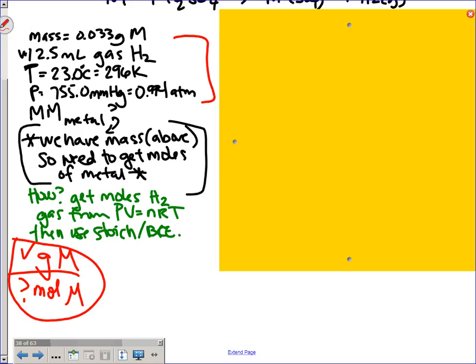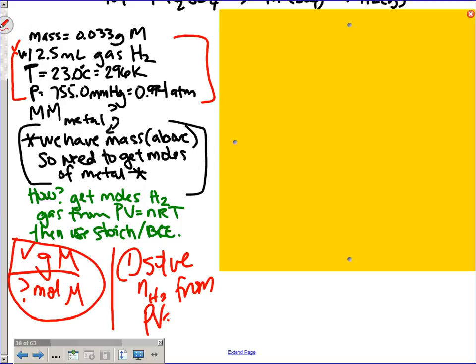So if you start with the ideal gas law, what are you going to have to solve for, knowing that this is what you have? You have V, T, and P. What would you be solving for? Moles of hydrogen, right? So the first step is probably to solve for n of hydrogen, and this is like us talking step by step about what you'd be doing. Solve for moles of hydrogen from what? PV equals nRT, okay?